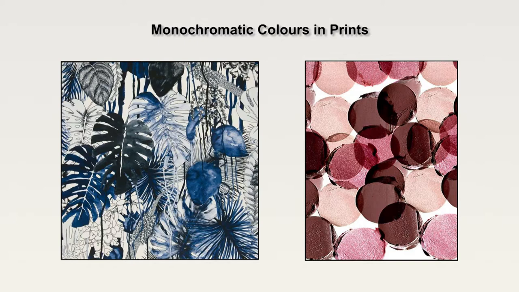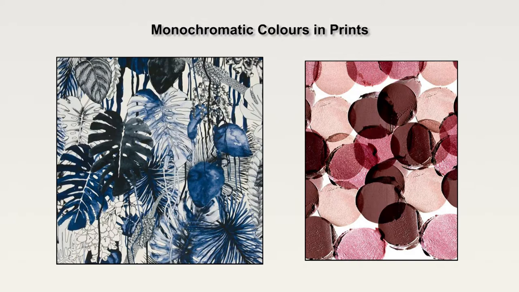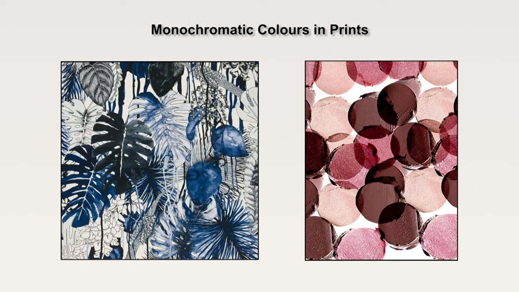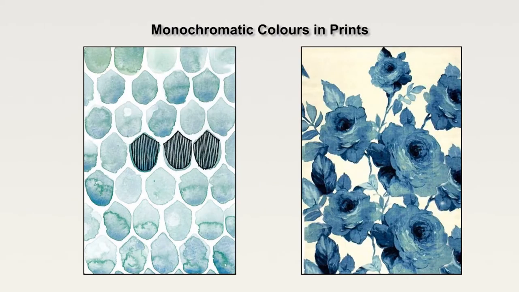Monochromatic colors in prints. Monochromatic harmony in different print designs can be seen here. On the left is a tropical print with different shades, tints and tones of blue. The same can be seen on the right, a dot print which is abstract using monochromatic harmony. Some more examples of monochromatic combinations can be seen here.